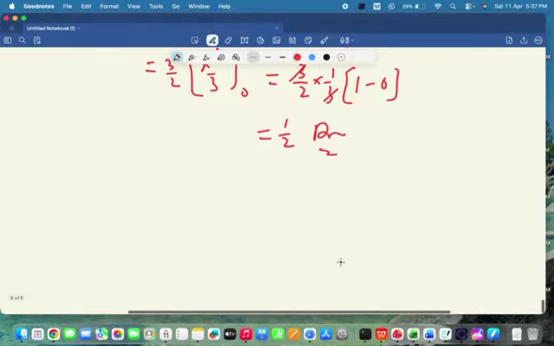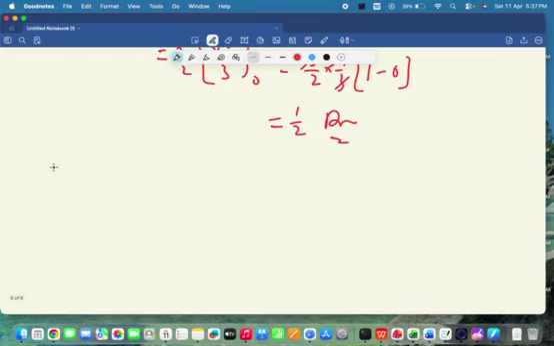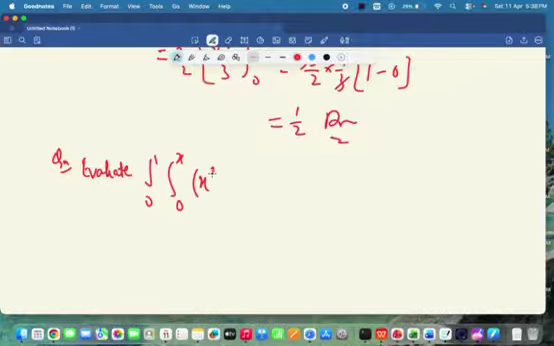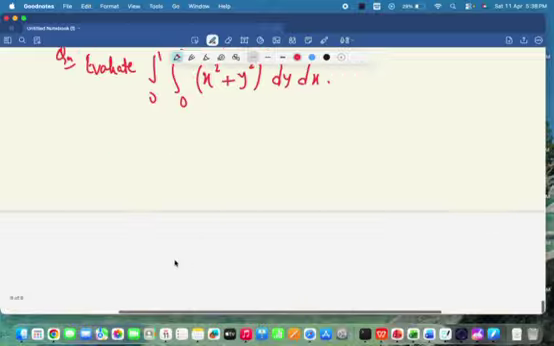Okay. And there is a question for the practice as always. So the question is: evaluate 0 to 1 and 0 to x, x square plus y square dy dx, just like the previous one. Okay.